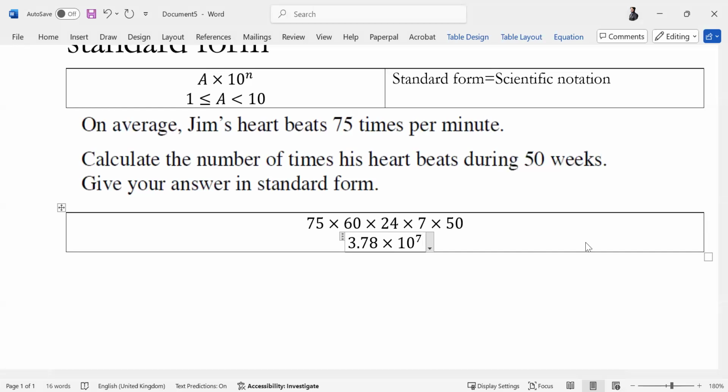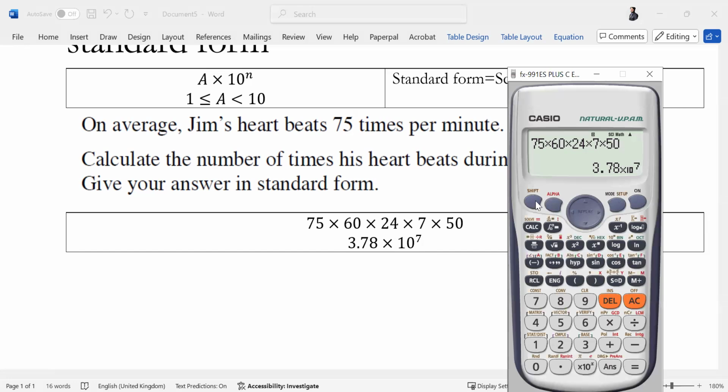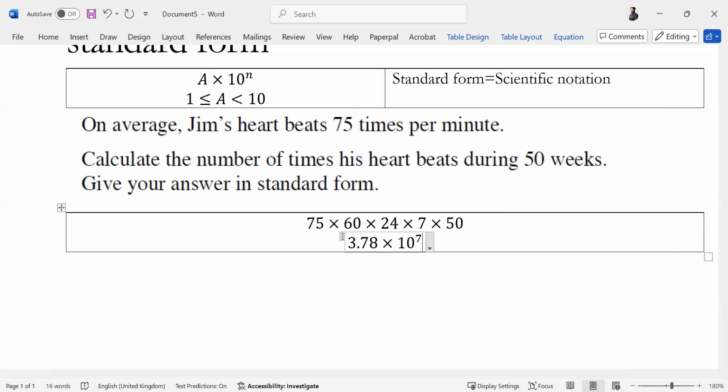If I want to go out of standard form, I can always go to setup. I can go into norm, which is normal, and I can just select 1 or 2. Both do not matter at this particular level. They are just different levels of giving an answer in standard form. So this is what you get. And again, if we want to go and set up scientific notation and I want 3 significant figures, this is what I will get.